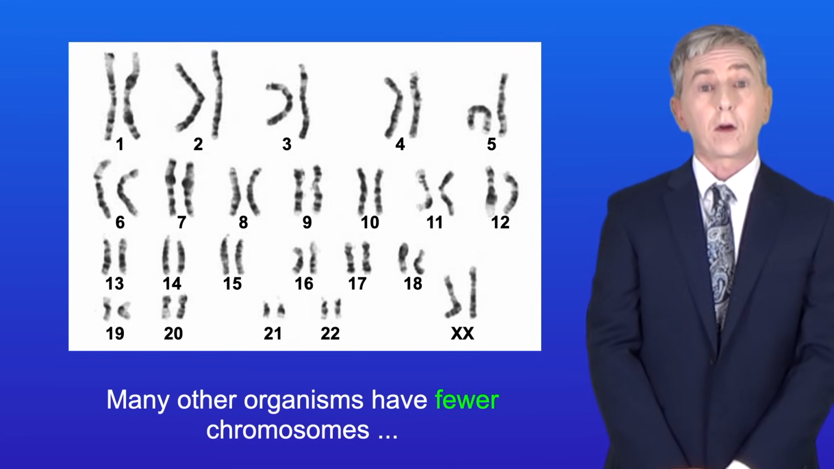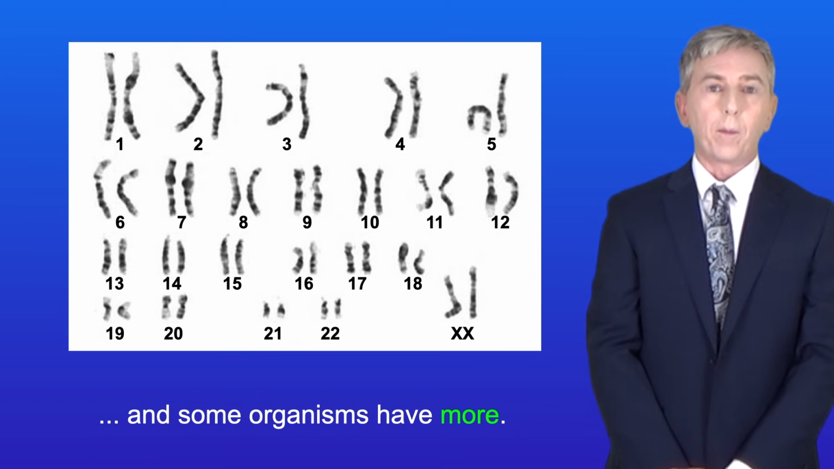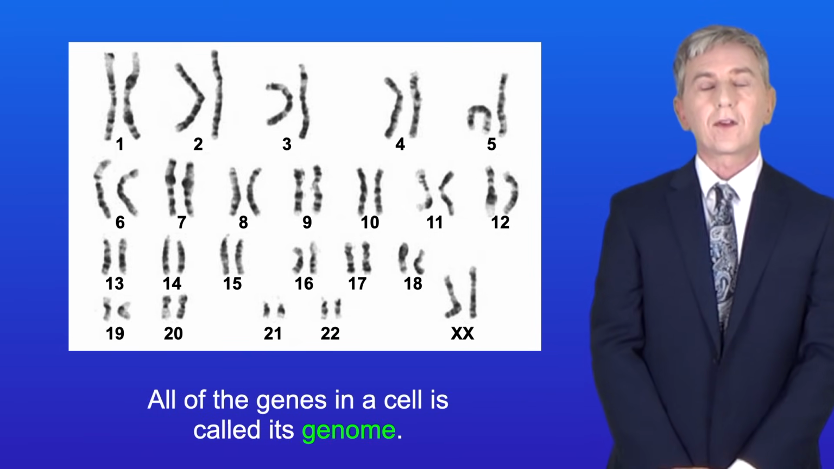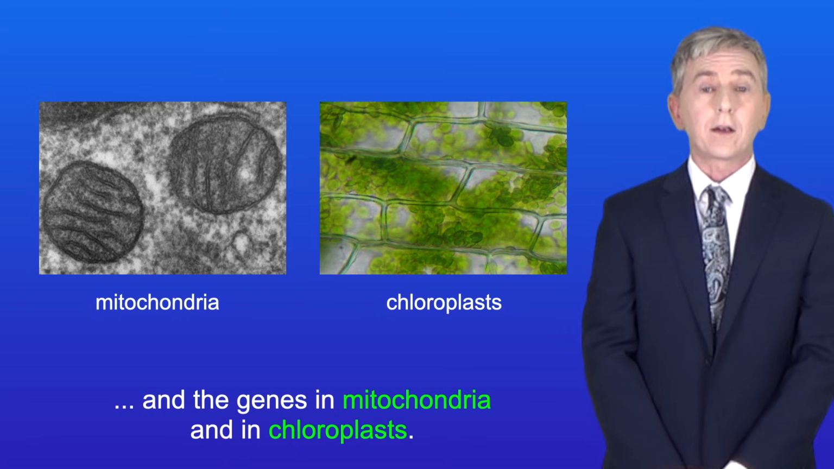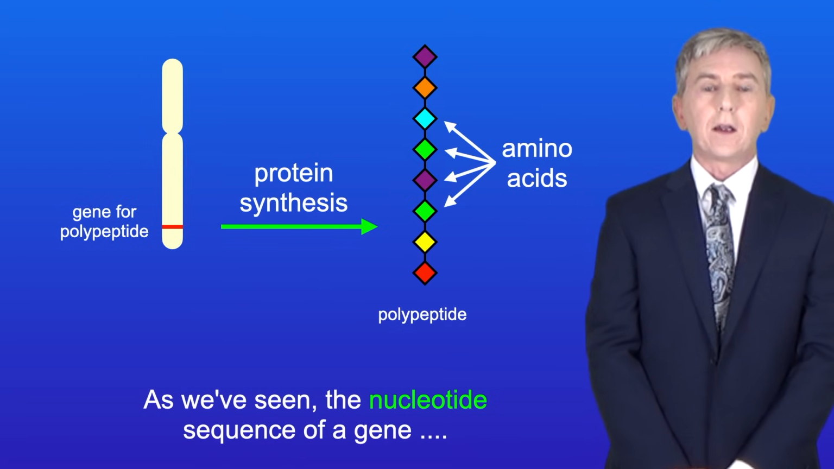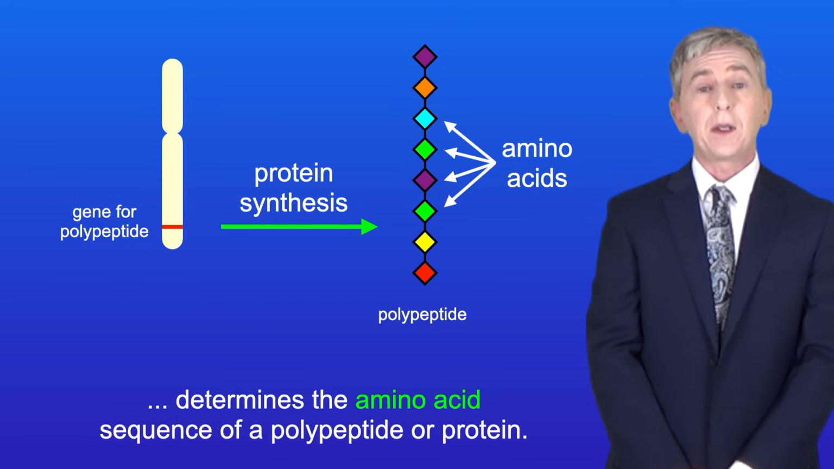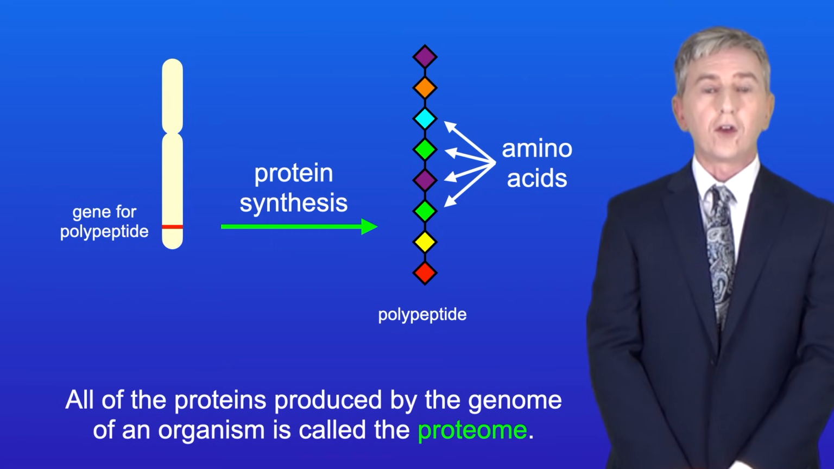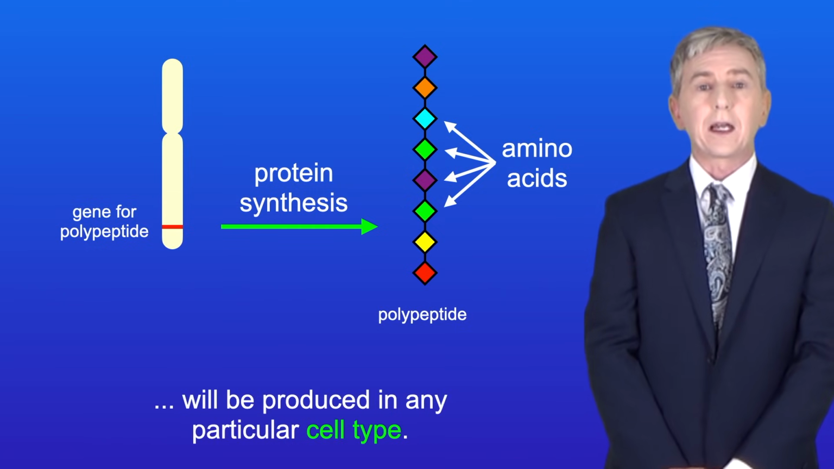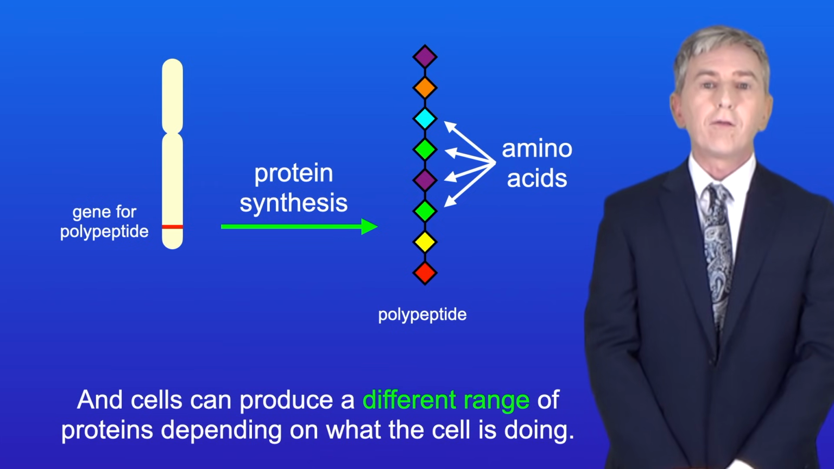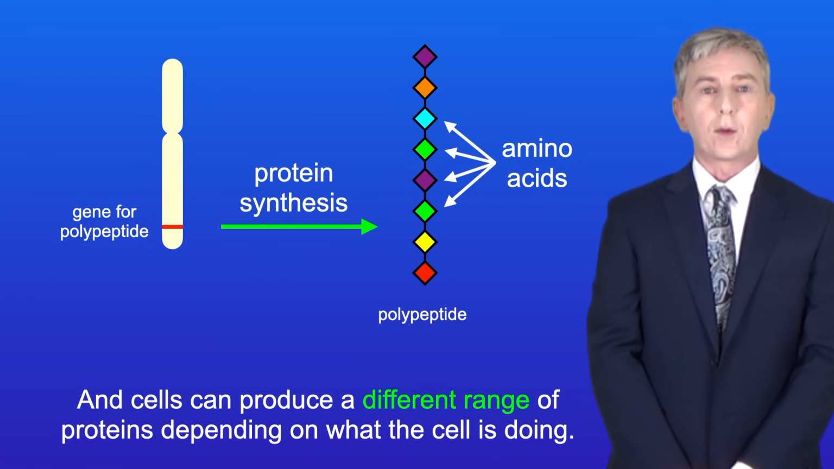Now, many other organisms have got fewer chromosomes, and some organisms have got more. All of the genes in a cell is called its genome. In eukaryotes, this includes both the genes on the chromosomes and the genes in mitochondria and in chloroplasts. As we've seen, the nucleotide sequence of a gene determines the amino acid sequence of a polypeptide or protein. Now, all of the proteins produced by the genome of an organism is called the proteome. But you need to bear in mind that only a fraction of those proteins will be produced in any particular cell type. And cells can produce a different range of proteins depending on what the cell's doing.